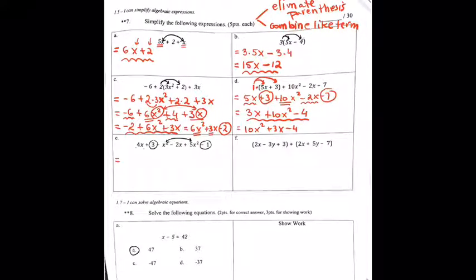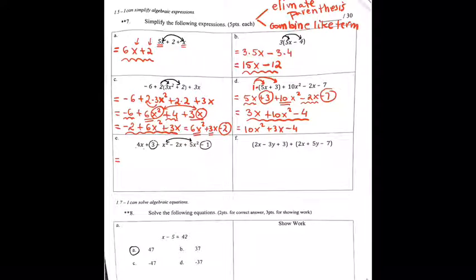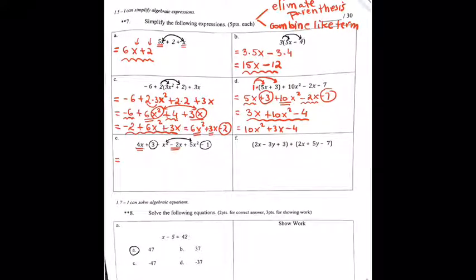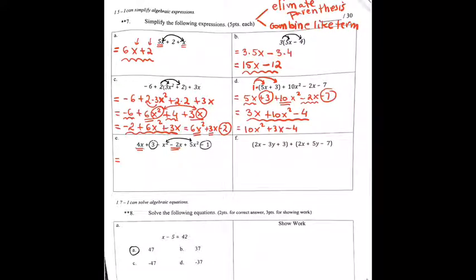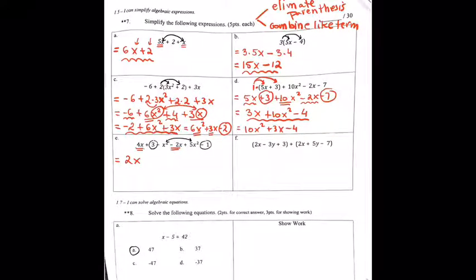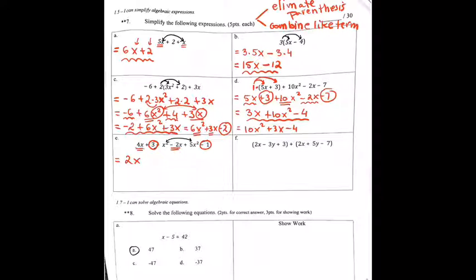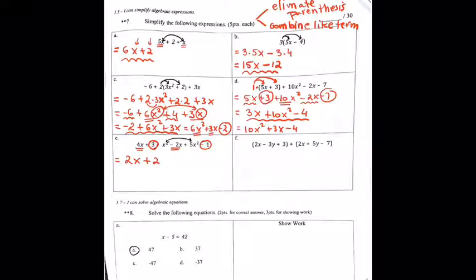Let's look at example E. Here I have a 4x to start with. Can I combine that 4x with anything else? As I noticed, I have a negative 2x, so I can combine those two terms together. 4x minus 2x gives me 2x. Next, I have this 3, which is a constant, and I have this negative 1, which is also a constant. So 3 minus 1 can be combined, and I get plus 2.